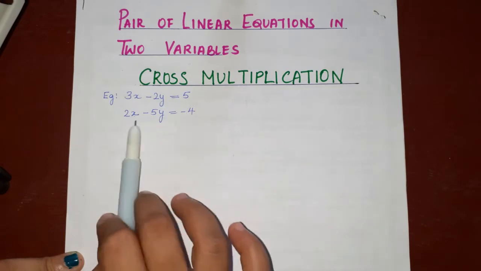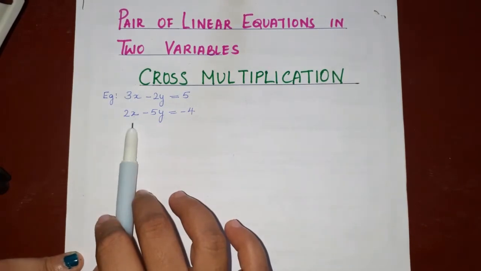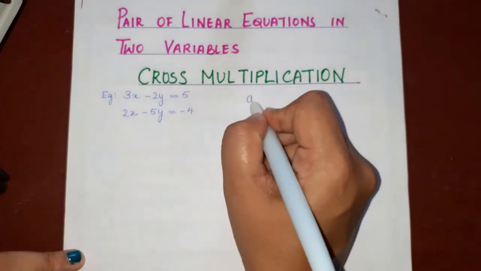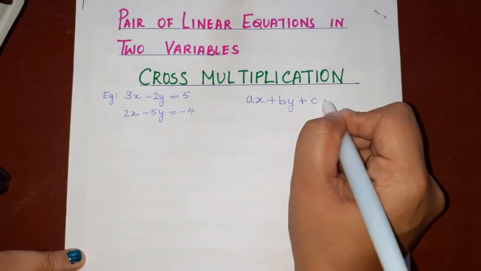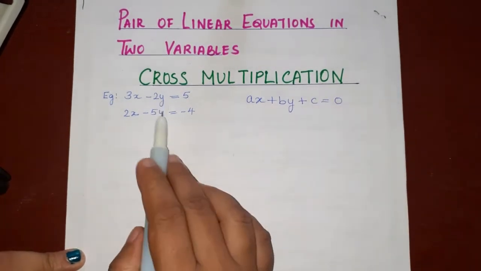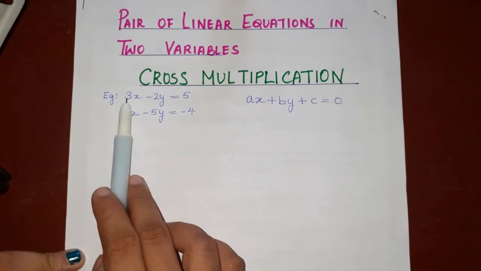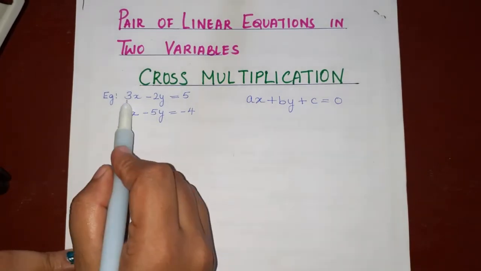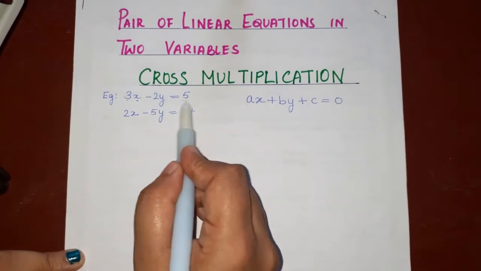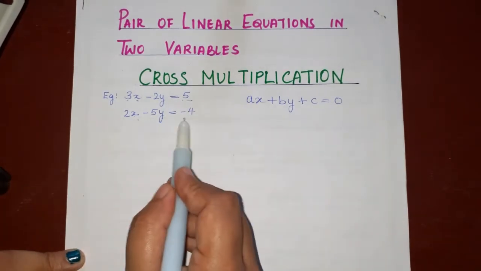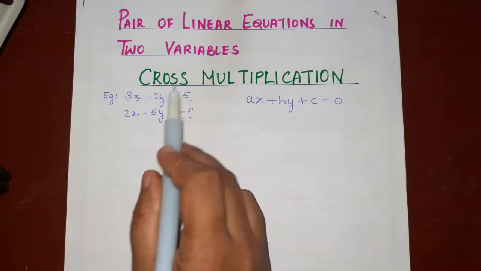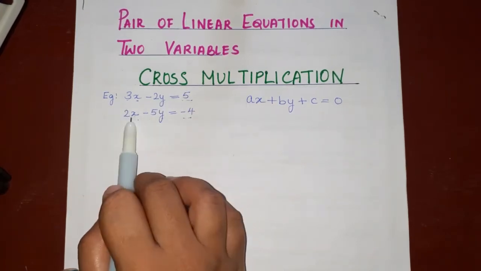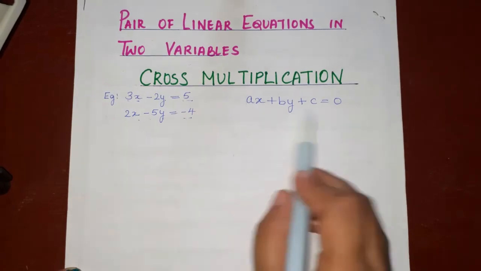First of all, we need to write both of these equations in a standard form. That is, our standard form is ax plus by plus c equal to 0. Now both these equations have three terms: the first term, second term and the third term. But this third term is on the right hand side, so we need to get it on the left hand side along with these two terms. So let's do that first.